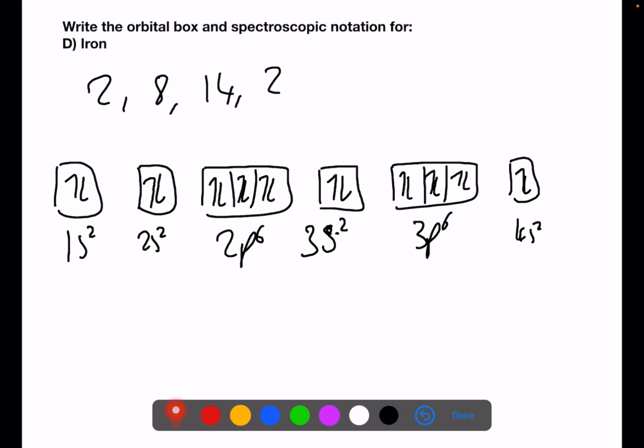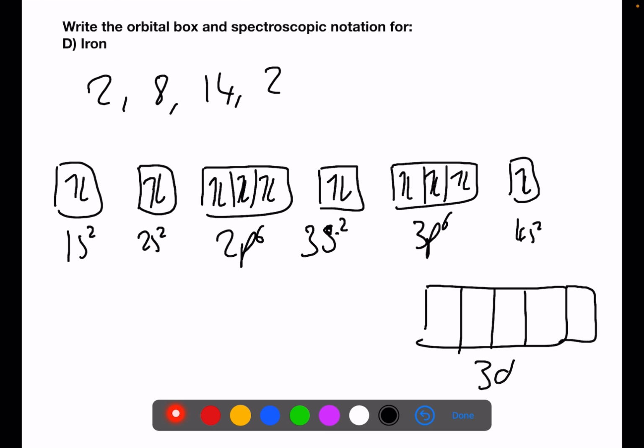And then we have a look at these two. So we've taken up 8 of the electrons, so we've still got 6 for the 3d. So I'm going to draw that under here because I don't have enough space at the side. There are 5 orbitals in the 3d, and we've got 6 electrons that we need to put in. So we're going to go 1, 2, 3, 4, 5, and then put the 6th one in there. So 3d6.